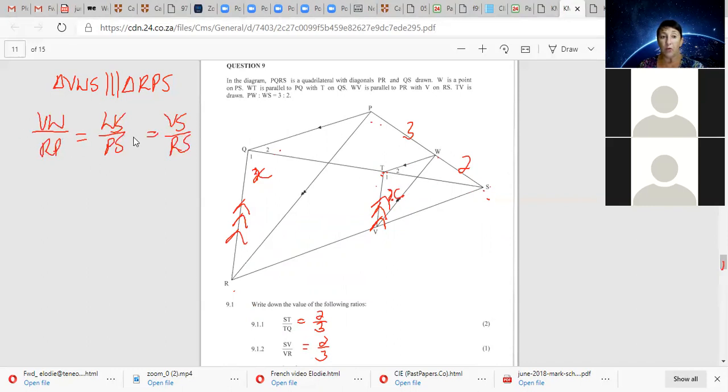So in order to find that, it would be nice if we had those, right? So what about VS to RS, for example? VS to RS. In other words, small to big. It's the same as small to big. VS over RS. Small to big equals small to big. So 2 to 5.